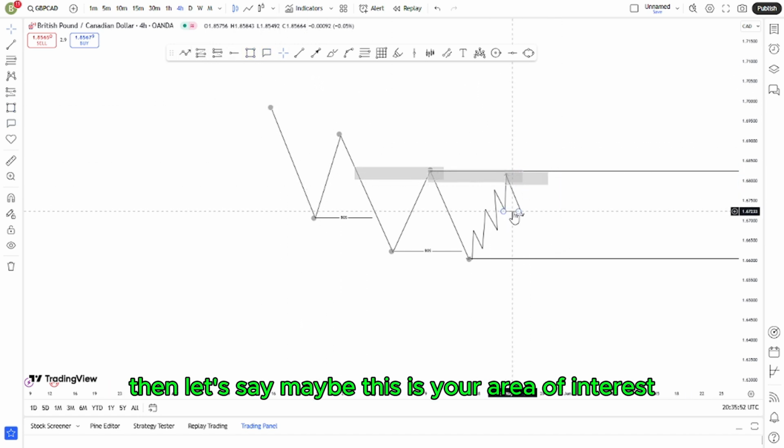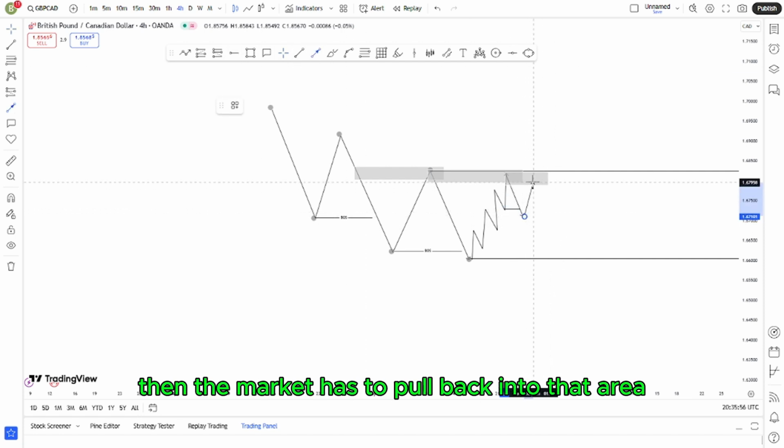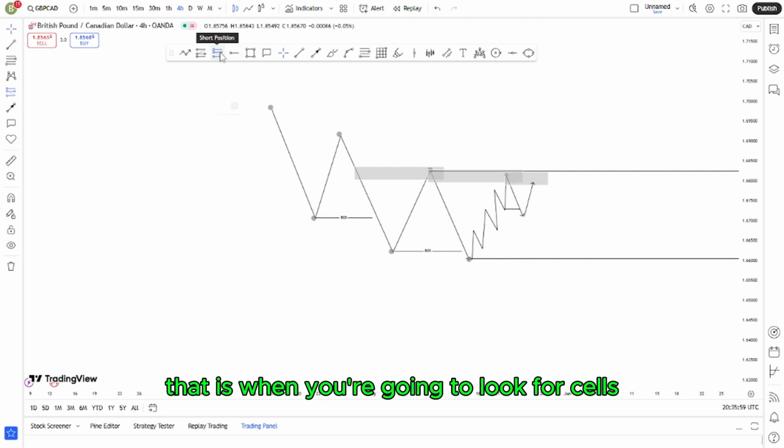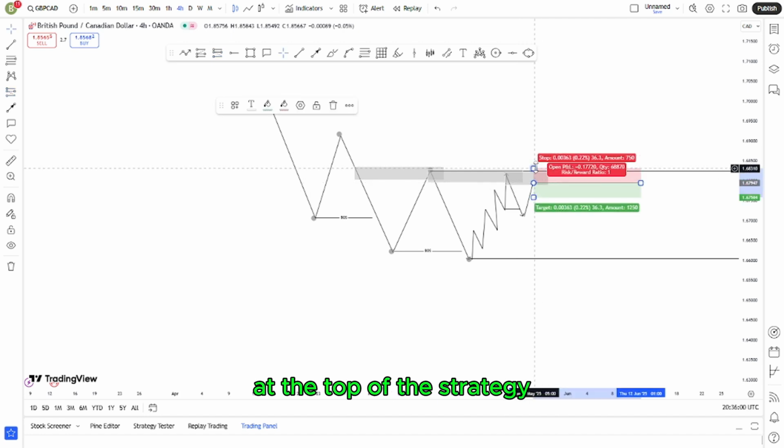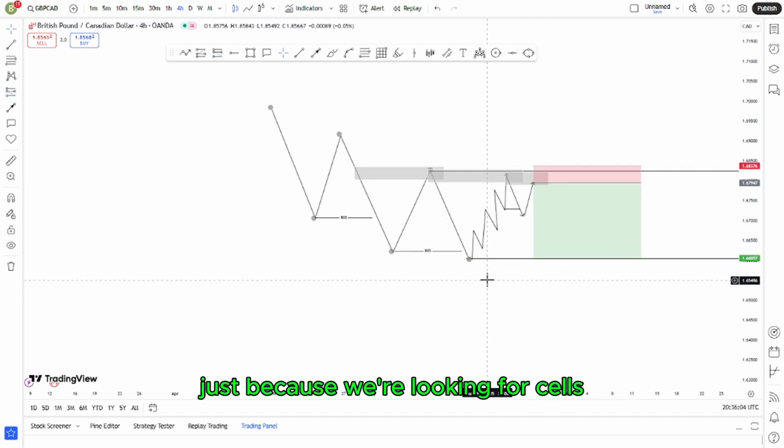Then let's say maybe this is your area of interest around that point, then the market has to pull back into that area. That is when you're going to look for sales at the top of the structure just like that, targeting the previous low, just because we're looking for sales, which means the lower lows are just weak. We are targeting those lower lows just because they are weak, guys.